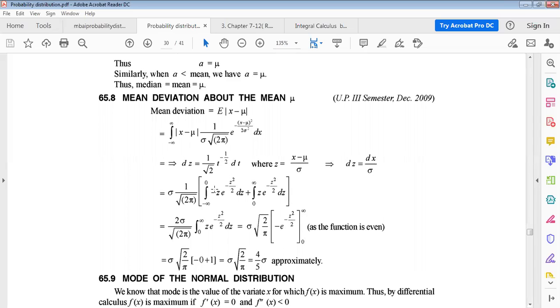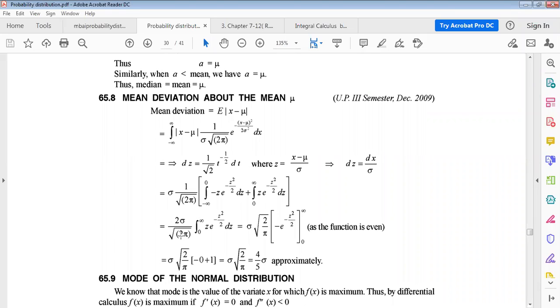This will be 0 because this is an odd function. For this function, this value will be 0. Now this multiplied with this, we get 0 to infinity z into e to the power minus z square by 2, 0 to infinity.